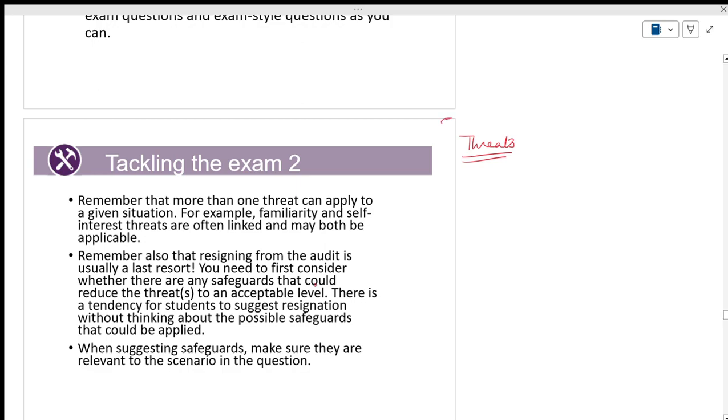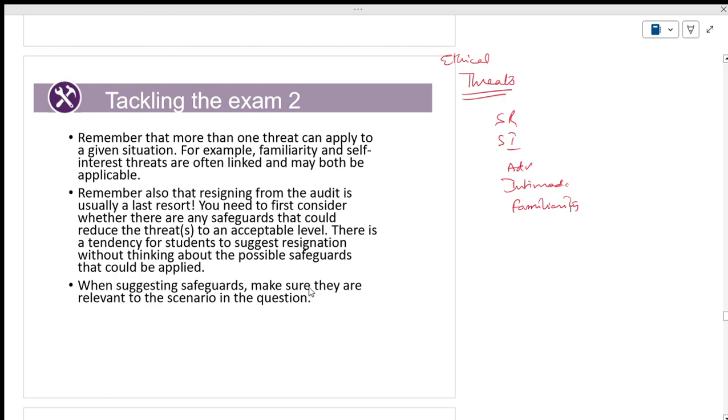What are the ethical threats? Self-review and self-interest. Advocacy. Intimidation. And the last one is familiarity. Just imagine we are at work; when I ask this, I will ask particularly, with the name. This is the compulsory question that will be there in the examination. Now, there will be more than one threat.